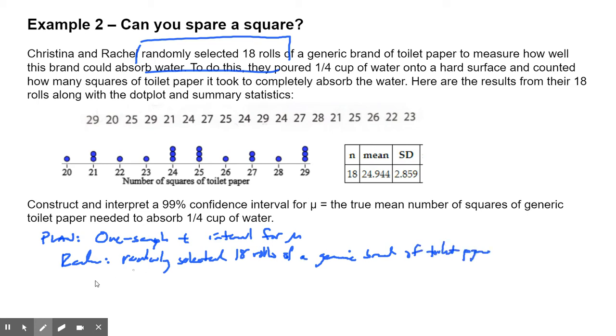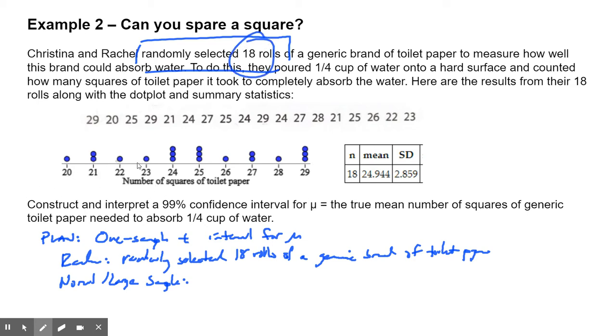So it passes the random condition. And now we need to do the normal large sample condition. So again, in the problem, first I would look for normal, right? I don't see the word normal. Then I would look at the sample size. The sample size is only 18. So then I have to graph the data. And again, I did it for you.